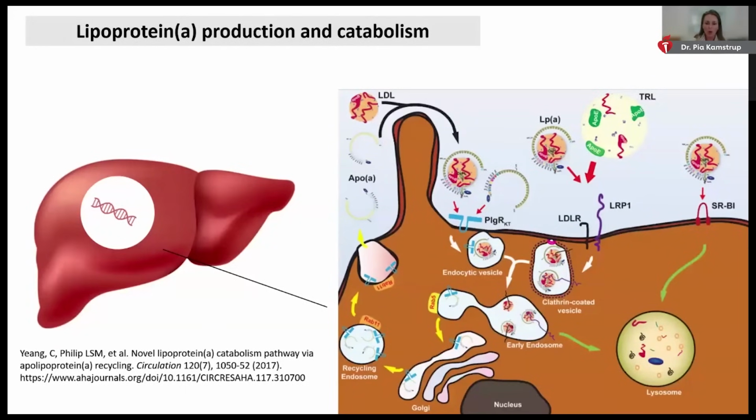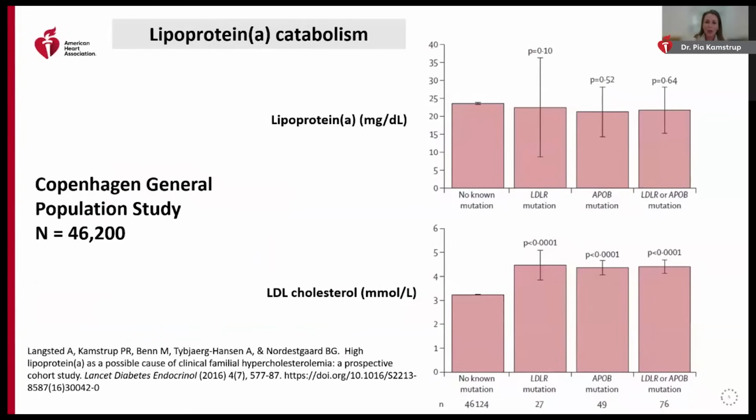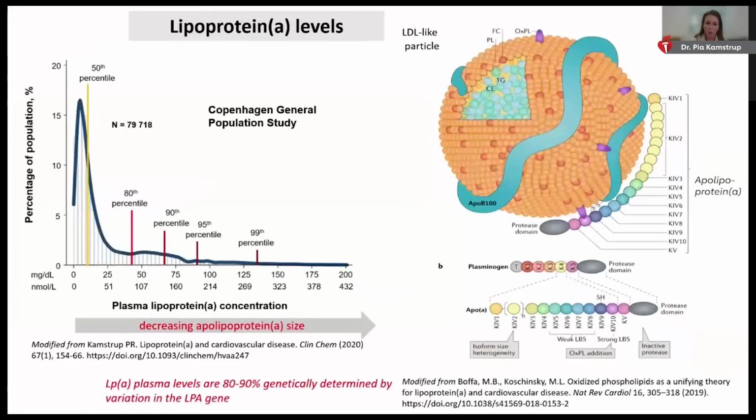As also shown on this figure, multiple hepatocyte receptor-mediated pathways have been implicated in Lp(a) particle catabolism. And implicated receptors include the LDL receptor, scavenger receptor B1, and the plasminogen receptors PLG-RKT. However, controversy still exists, and in vitro findings are not always consistent with findings in humans. Thus, in a large Danish general population study, we did not find elevated Lp(a) levels in individuals with an LDL receptor mutation prevalent among familial hypercholesterolemia patients with genetically determined high LDL cholesterol levels. The precise mechanism of Lp(a) catabolism is thus still unknown.